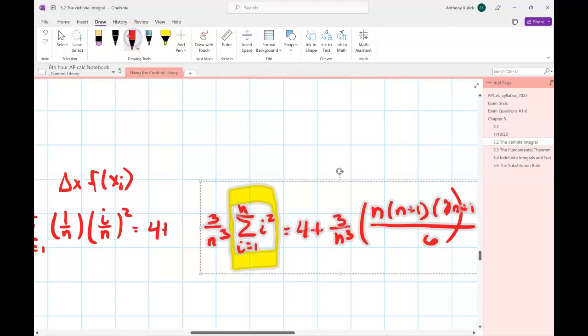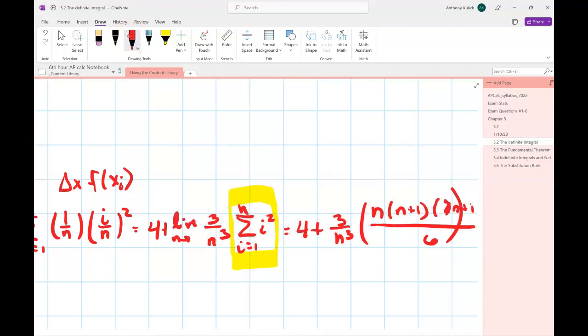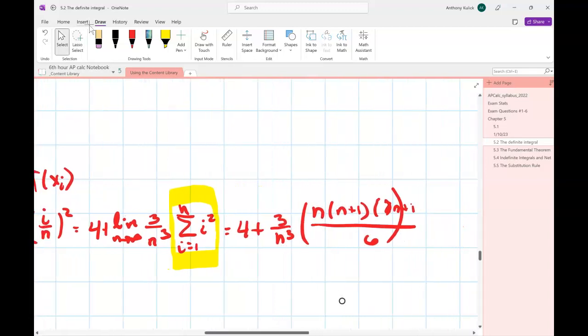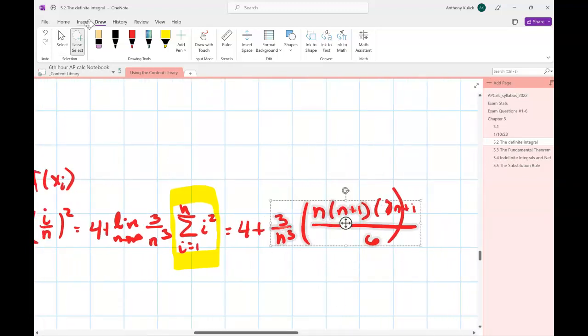This is the beauty of OneNote, right? Makes it easier to go ahead and do stuff like that. Ugh, I just made a mess out of that piece back there. Whatever. Oh, come on now.